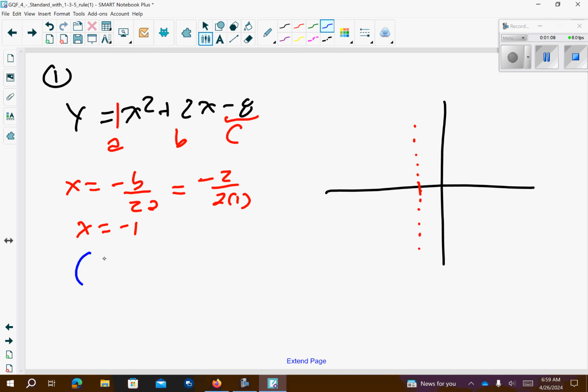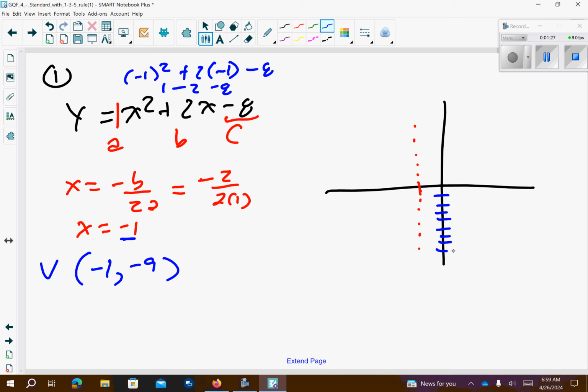We're then going to use this value for our vertex. We're going to plug it in, so I'm going to get negative 1 squared plus 2 times negative 1 minus 8. Well, that's going to give me 1. That's going to give me negative 2 and negative 8. So doing that math comes out to negative 9. So 1, negative 9 is our vertex.